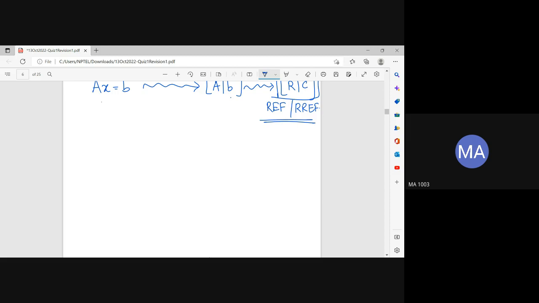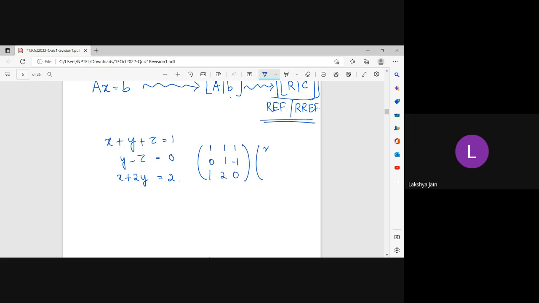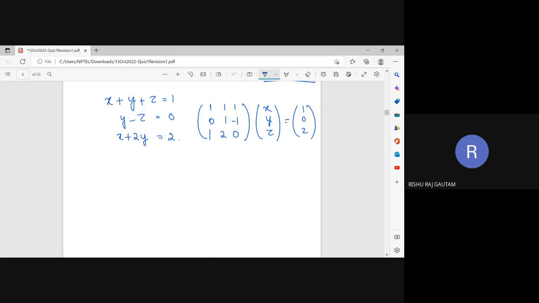Okay, so suppose I have a system. I don't know if it will have a solution, but let me just write down something. If I have something like this, what will be the matrix form of this system? The rows are 1 1 1, 0 1 minus 1, and 1 2 0, multiplied by x, y, z, equal to 1, 0, 2.